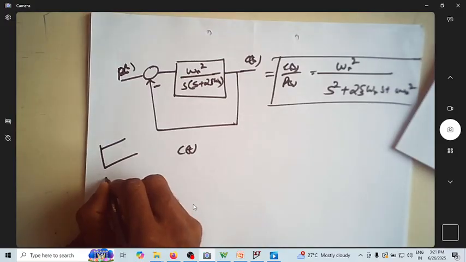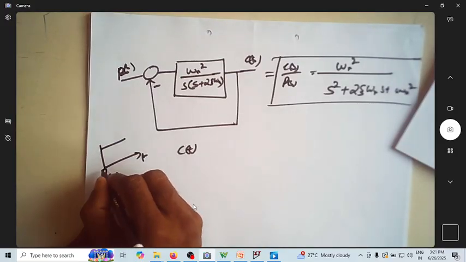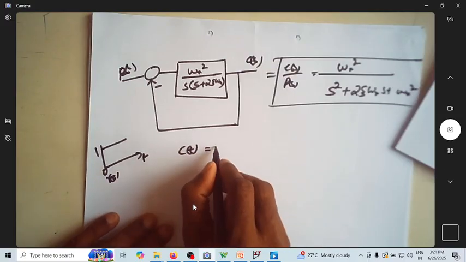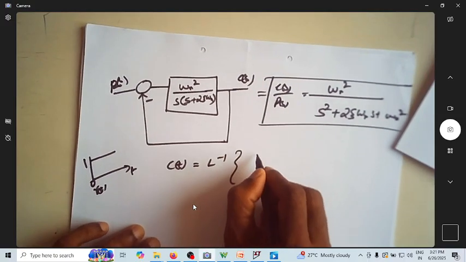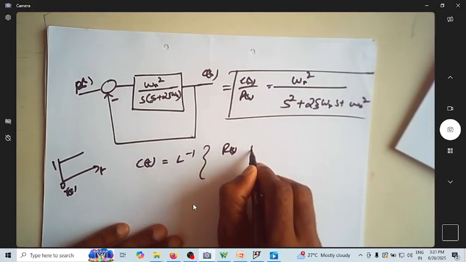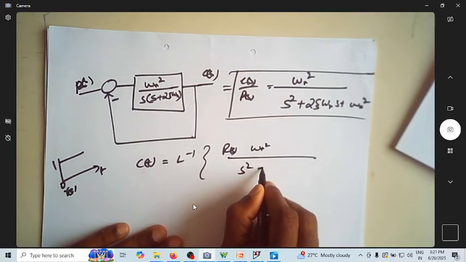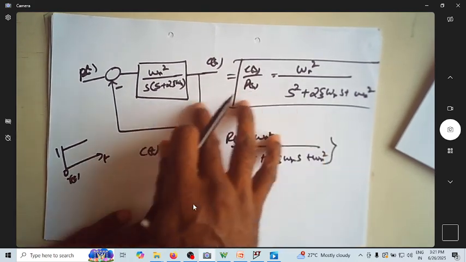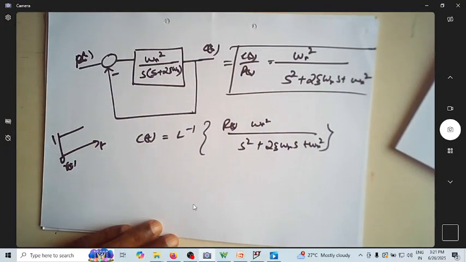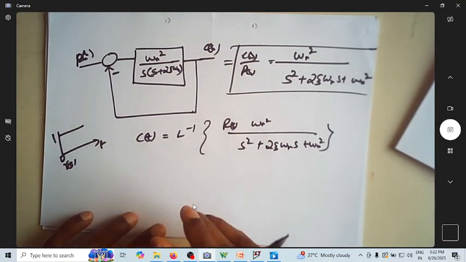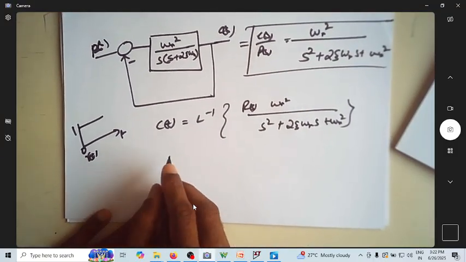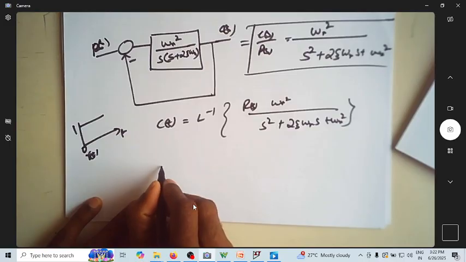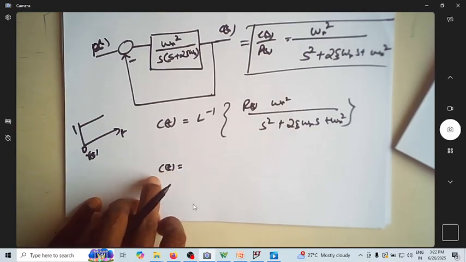Now I want to know the time response of this system for a step input. This is my R of t. At t equal to 0, it goes to 1 and it is a unit magnitude. C of t is nothing but Laplace inverse of R of s into omega n square by s square plus 2 zeta omega n s plus omega n square. You need to find the entire Laplace inverse of this, which is a lengthy mathematical process. I'll be writing the final expression and we are trying to understand the parameters of that time response.